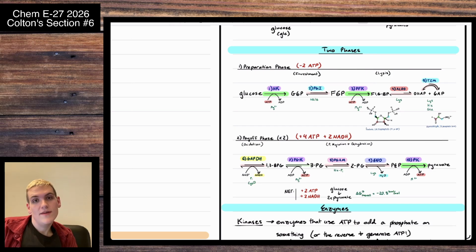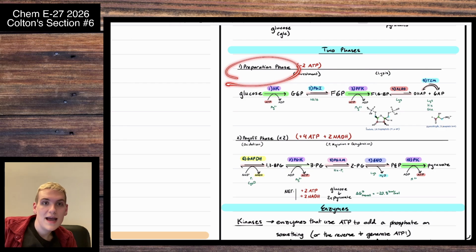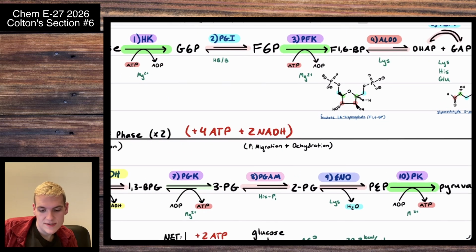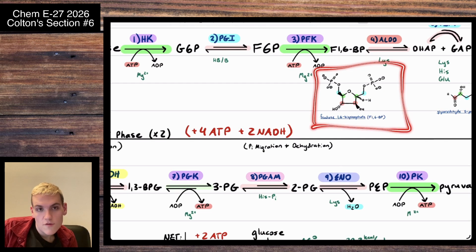Glycolysis is split up into 2 phases. The first phase we call the preparation phase, where we are having to spend money to make money. We are putting in some ATPs here, and spending that ATP. And what we are trying to do is first get to this structure, fructose 1,6-bisphosphate.